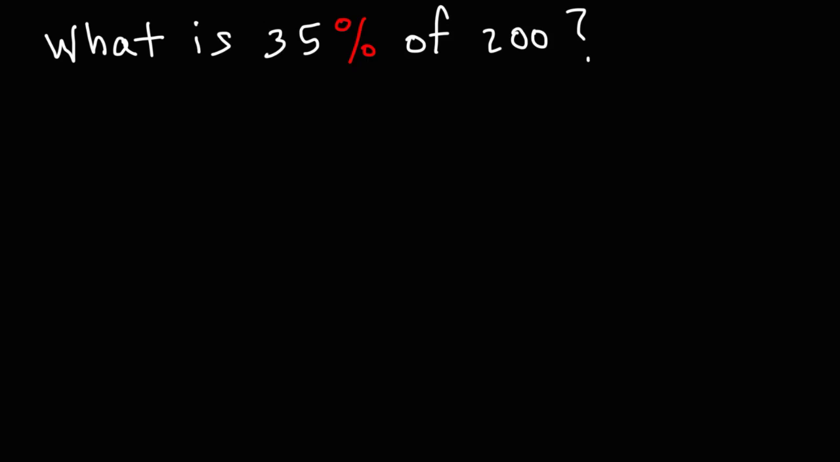In this video, we're going to focus on percentage, base, and rate problems. Like this one. What is 35% of 200? How can we find the answer to that question? Well, it turns out that there is a formula that we could use. And here it is. The percentage is equal to the base times the rate.